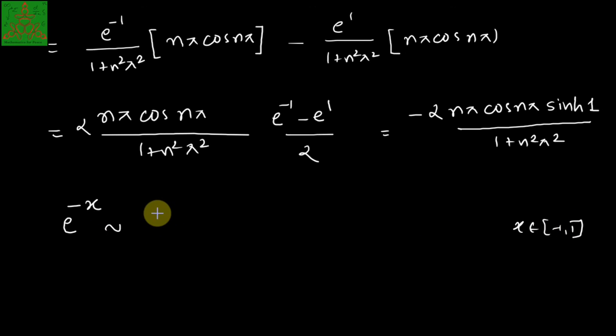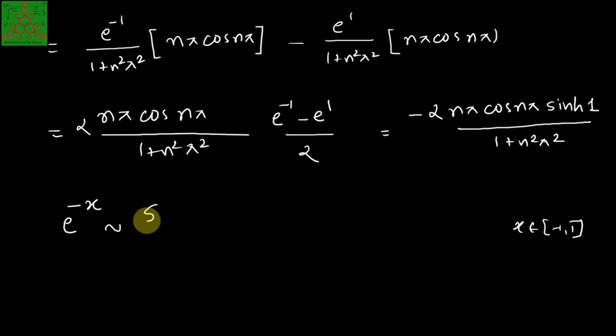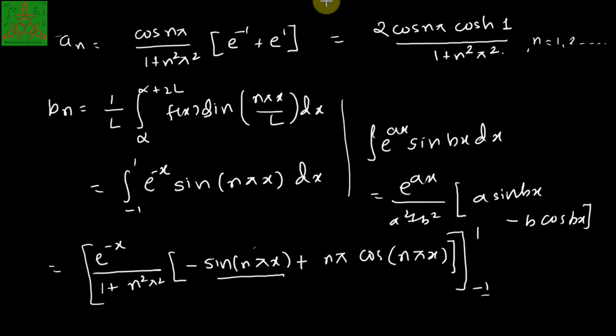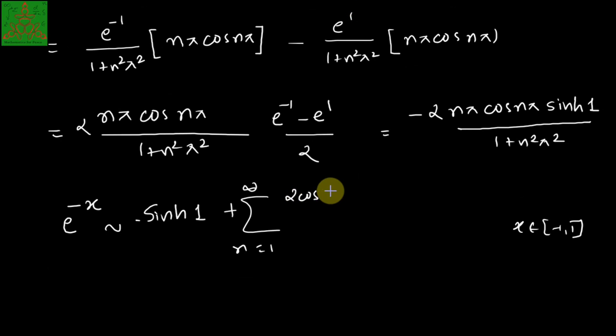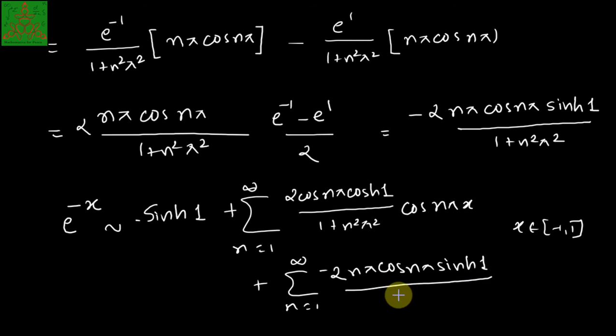write as a0 by 2 first. The a0 we have calculated, and 2 will get cancelled, so it is sinh of 1 with a minus sign, plus summation n running from 1 to infinity. an is this, that is 2 cos n pi into cosh of 1 upon 1 plus n square pi square into cos n pi x, plus summation n running from 1 to infinity. bn will be this one, so it is minus 2 n pi cos n pi sinh of 1 upon 1 plus n square pi square sin n pi x. This is the Fourier series of e power minus x that we have.